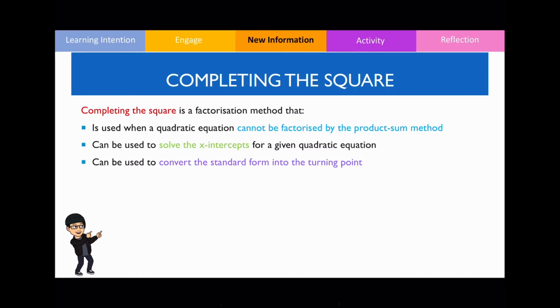So just to give you an example of this, if this was my equation in the standard form, completing the square allows me to convert that into the turning point form, and as you can see over here, I can readily identify the turning point. In this case, your turning point would be equal to -4 and -19, okay?